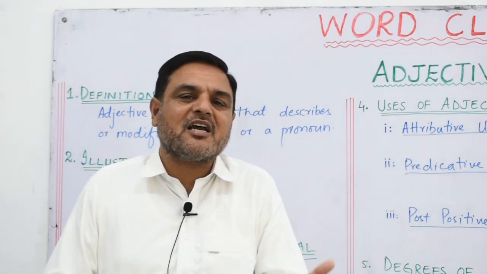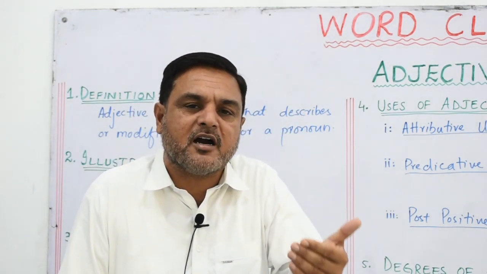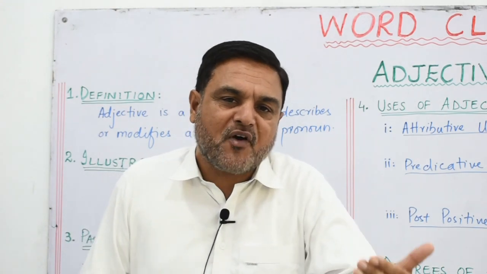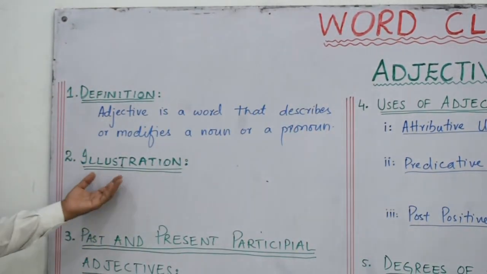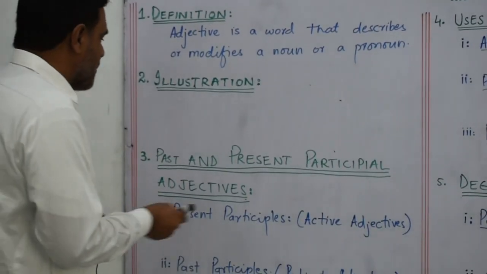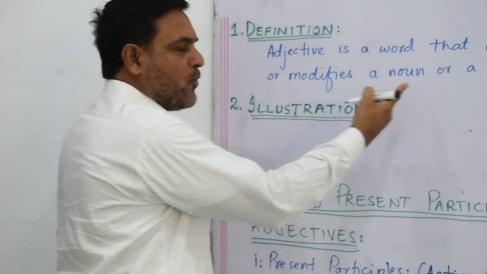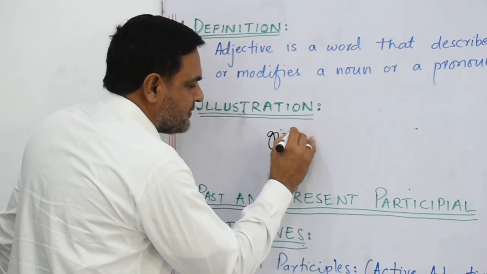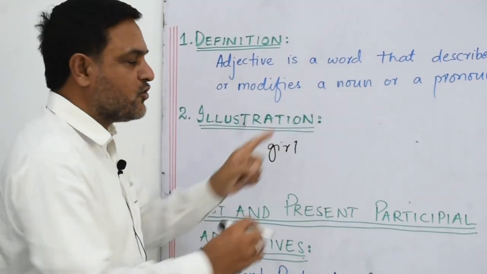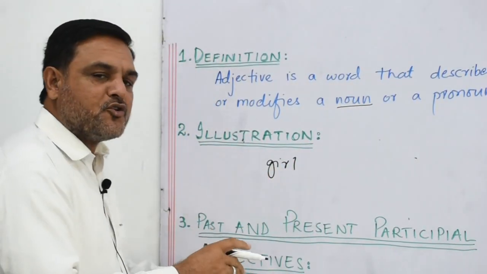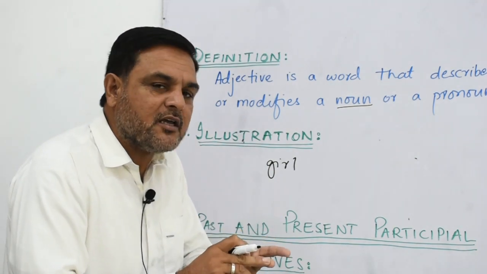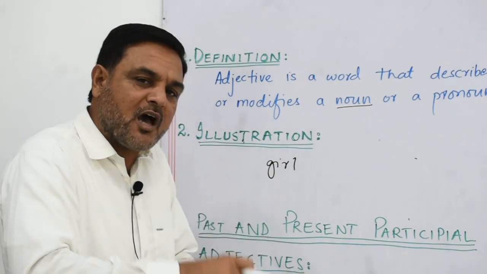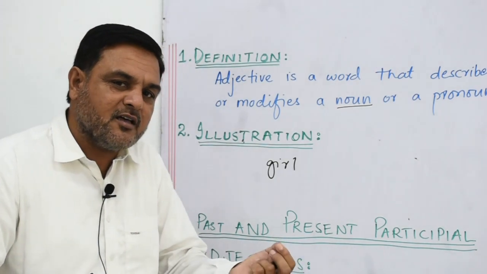Let me give you a practical demonstration of how a word can actually describe a noun or pronoun, how a word can actually modify a noun or pronoun. Let me give you a simple illustration. Because it has a relationship with a noun or pronoun, let's talk about that first. So I'm going to use the word girl. A girl clearly is a noun. So now I'm going to use a word that will describe this noun, girl. I'm going to use a word that will modify this word, girl, which is a noun.